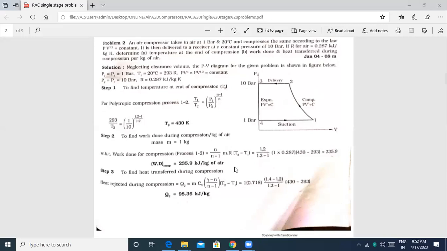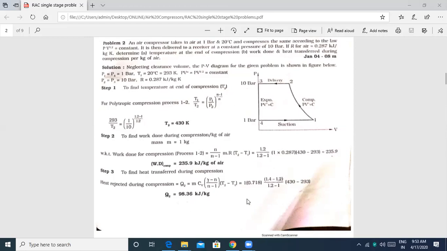n is 1.2, divided by 1.2 minus 1. T2 you have to find out using this formula: T2 by T1 equals (P2 by P1) to the power of (n minus 1) divided by n. The term P2 by P1 is called the pressure ratio, remember. After solving this problem, we'll get the amount of heat transferred as 98.36 kilojoules per kg. Sometimes they may ask to find the change in internal energy.